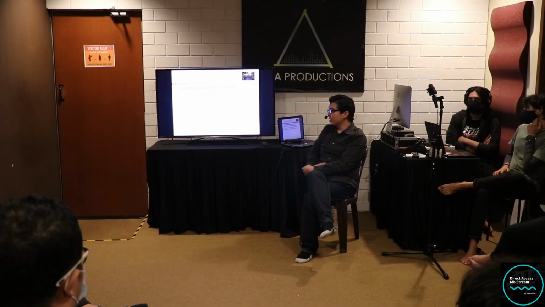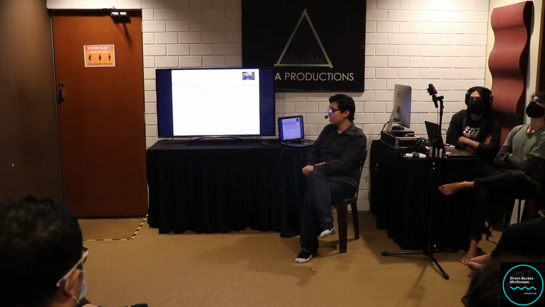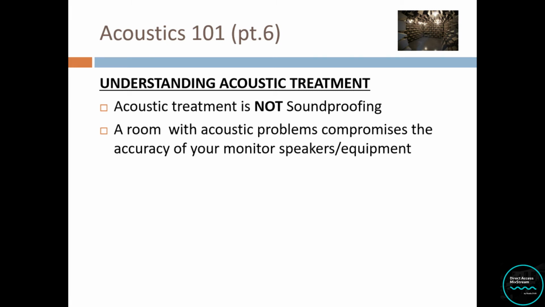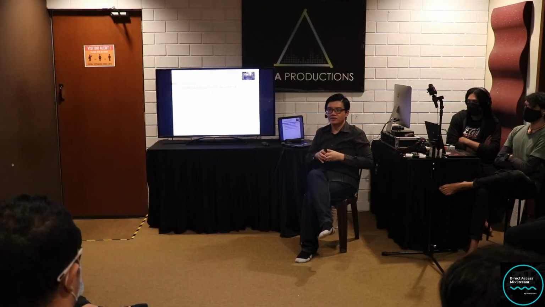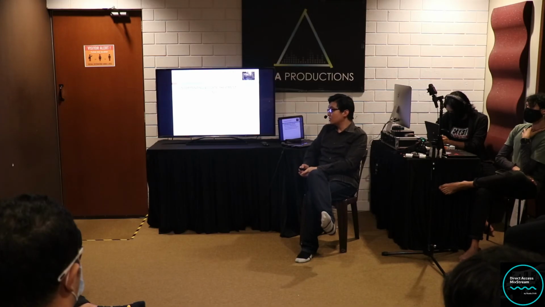Let's say you have a typical room. A square room is the worst. A cube room is actually the worst lah. A room with acoustic problems will compromise the accuracy of your monitor speakers and your equipment. If the room acoustic is not good, what you're hearing through the monitors is not accurate. So what you're trying to record, you're not capturing the actual accurate sound. Then when you try to mix, you are not hearing an accurate representation of the speakers. Then you take the mix somewhere else and you wonder, why is it off? Why is the bass off, the frequency, the mid-range off? So it affects your accuracy.